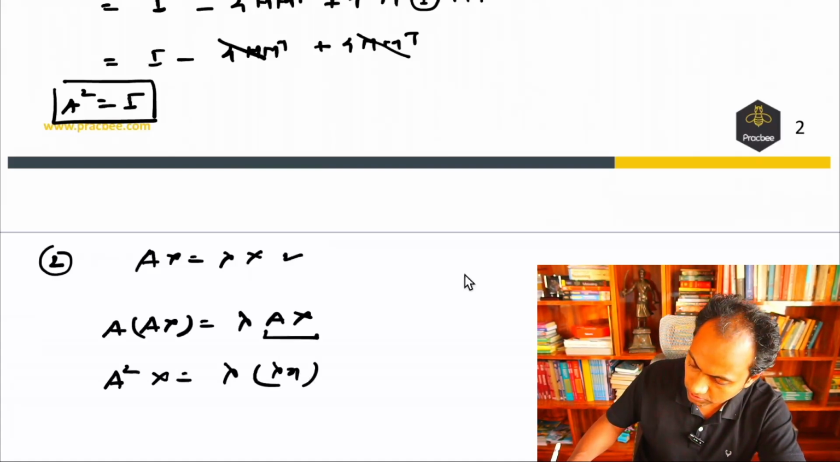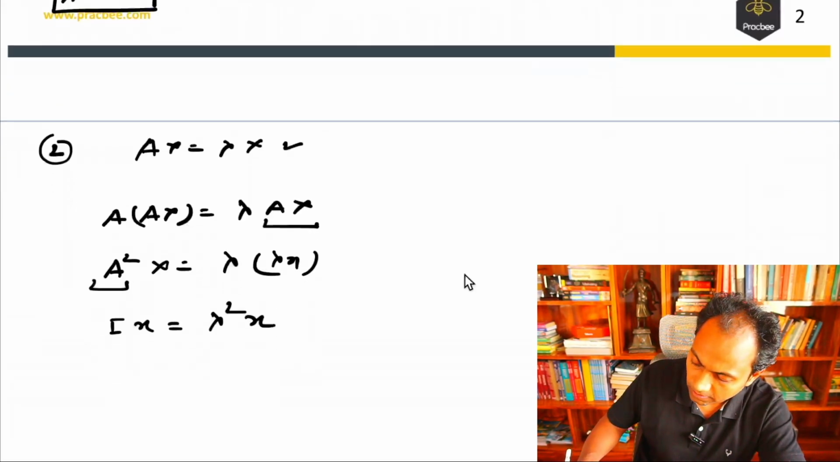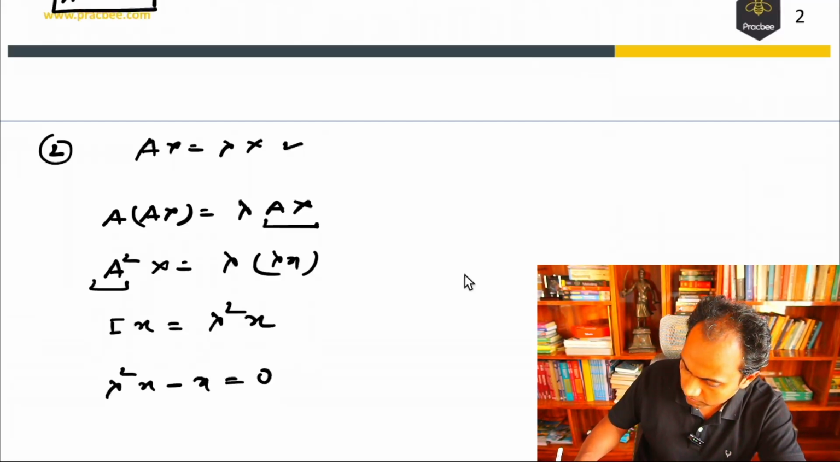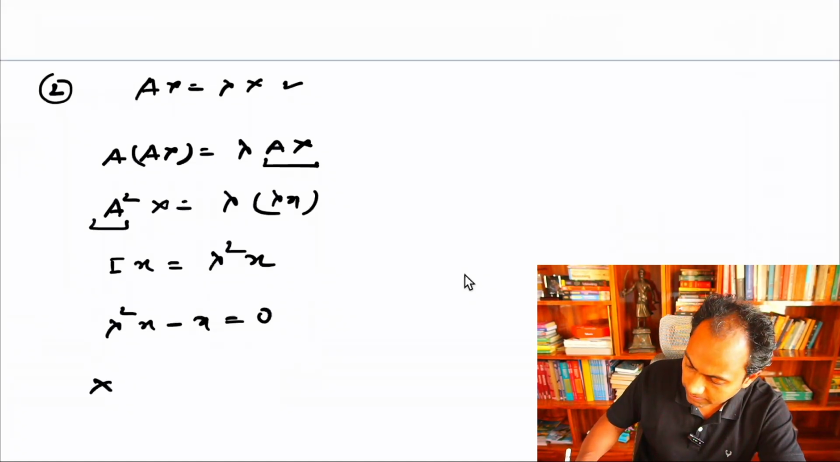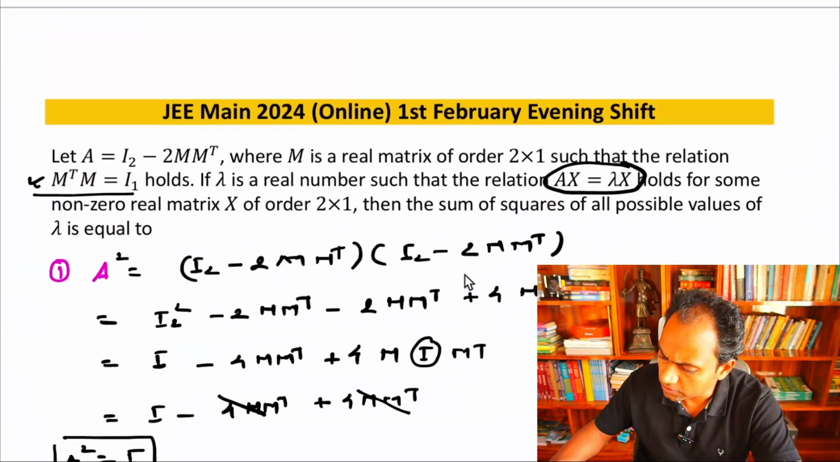Let us resubstitute it. A square becomes nothing but I. So this becomes I times X. This becomes lambda square X. You can see that as a result what we are getting is lambda square X minus X will be equal to 0, a null matrix, and this is equal to nothing but lambda square minus 1 times X is equal to null matrix. So let us go back to the question.